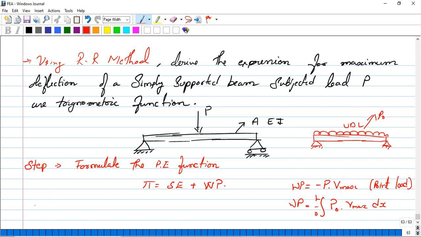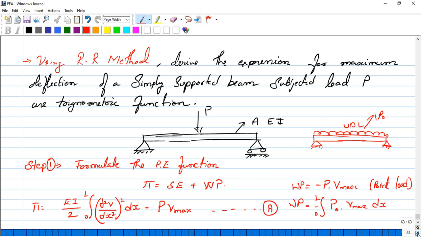So the total potential energy is given by the strain energy, that is EI by 2 integral 0 to L of the square of d squared v by dx squared, dx, minus the work potential, which we know as minus P into V max. This will be equation 1, or you can consider it as A. This is how we formulate the potential energy functional. So step 1 is done.